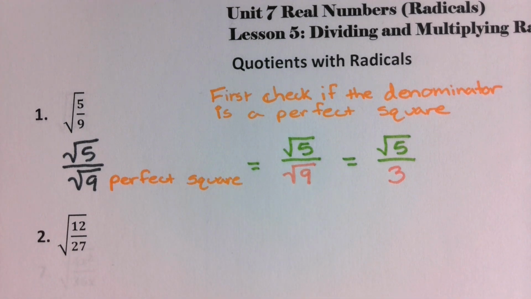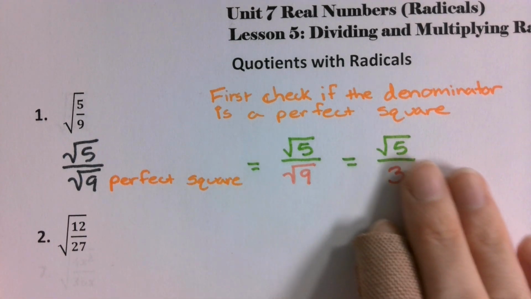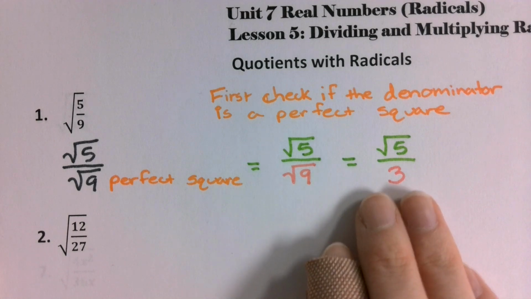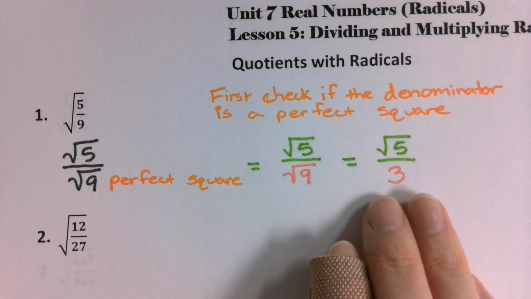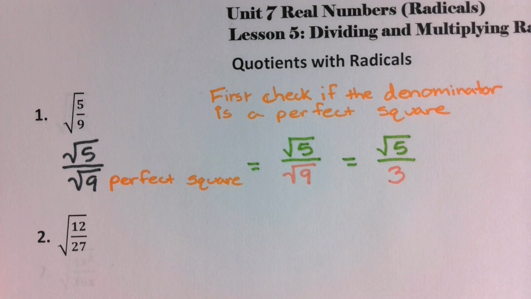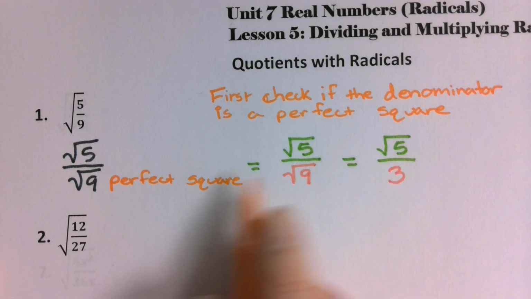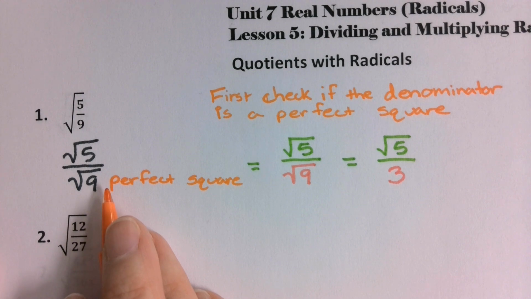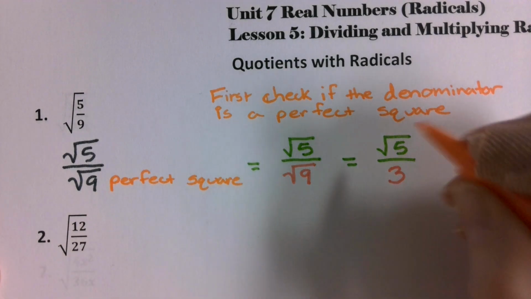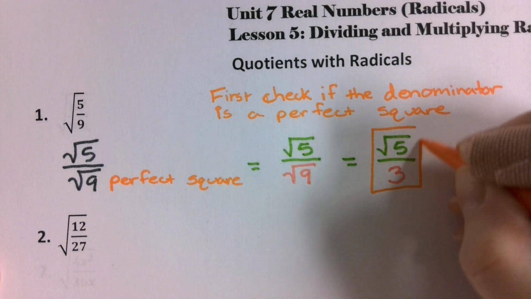Eventually you're going to get to problems where no matter how much you simplify it, it's always going to have a square root. And then I'll teach you how to rationalize the denominator. That's going to be tomorrow's unit, okay? But for today, we simplified it. We found our perfect square already for the denominator and simplified it out, and there's our final answer.